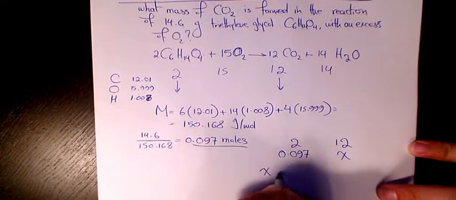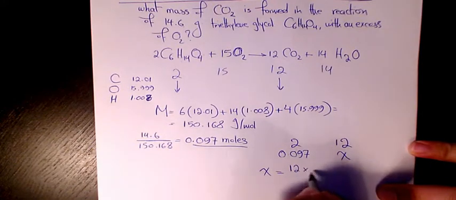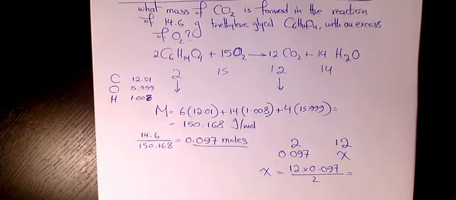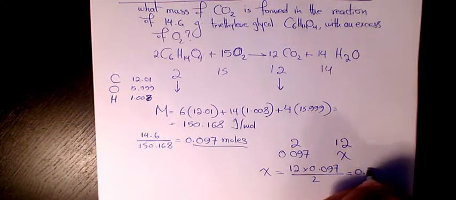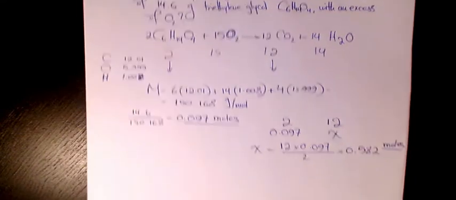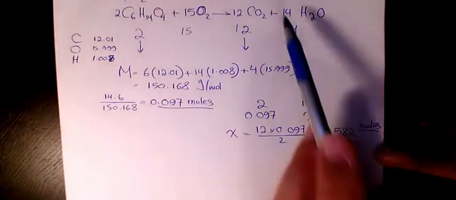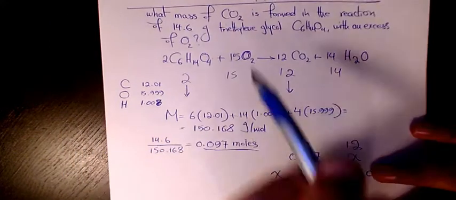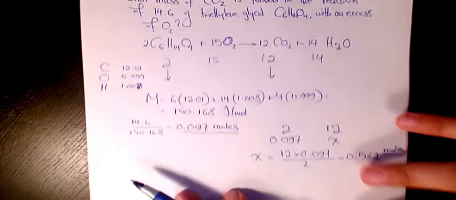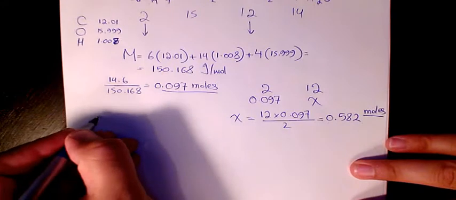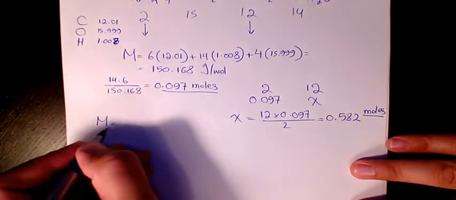So it's going to be cross multiplication, 12 times 0.097 divided by 2, which is 0.582 moles. That's the number of moles of carbon dioxide produced, 0.582. Now the final answer will be the mass of CO2. So we have the number of produced moles of CO2, we need to find mass. So again, we need to find out the molar mass of CO2.